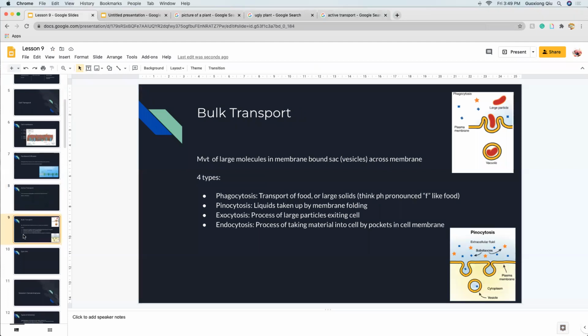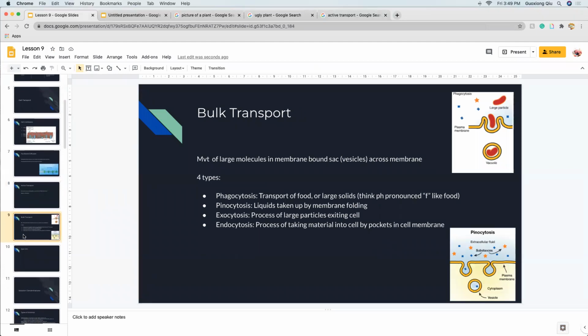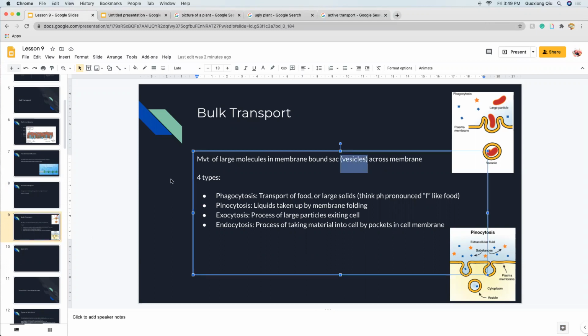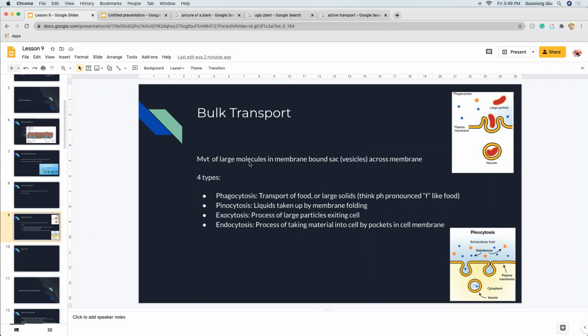Next, bulk transport. Bulk transport is the movement of large molecules in a membrane-bound sac, and all membrane-bound sacs in a cell are called vesicles. They move these large molecules across the cell membrane. So there are 4 types of bulk transport: phagocytosis, pinocytosis, exocytosis, and endocytosis.